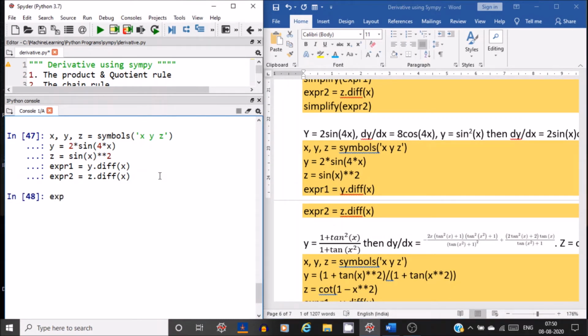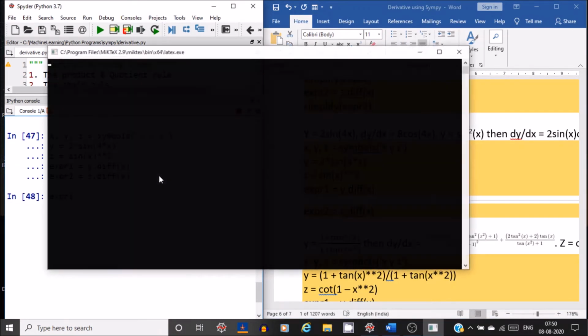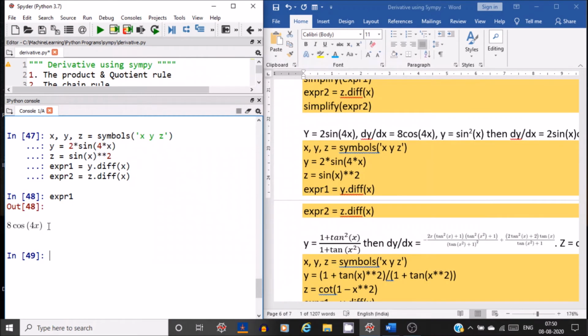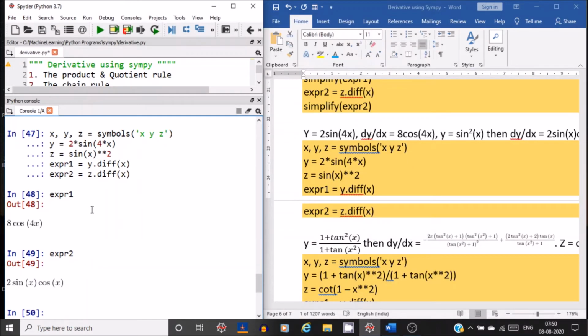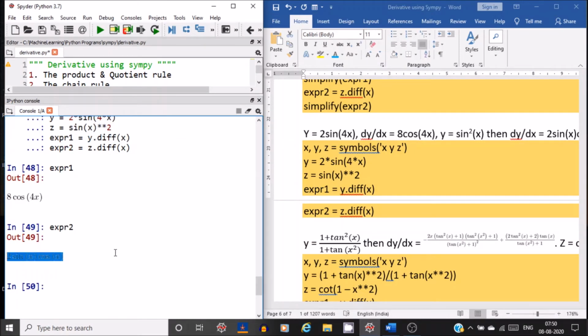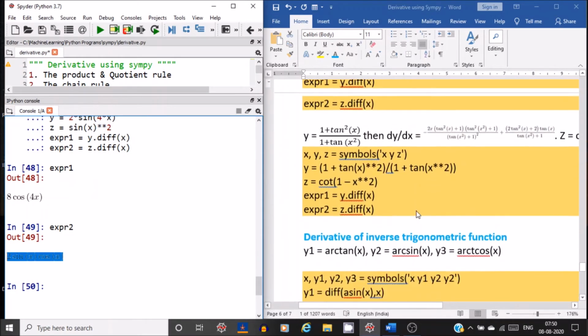So if you execute expression 1, it is 8 cos 4x. So the differentiation of 2 sine 4x is nothing but 8 cos 4x. Similarly, the differentiation of sine square x is the result in expression 2. So it is 2 sin x cos x. Are you getting this one?